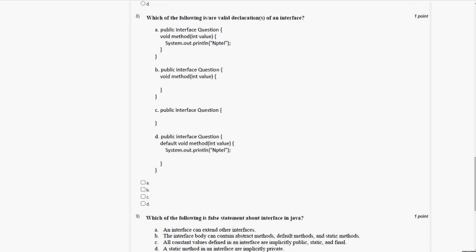Coming to eighth question, which of the following is valid declaration of an interface? The eighth question, the answer is option B. In the eighth question, they are given different declarations of an interface. So the valid one can be option B. So B is the answer.